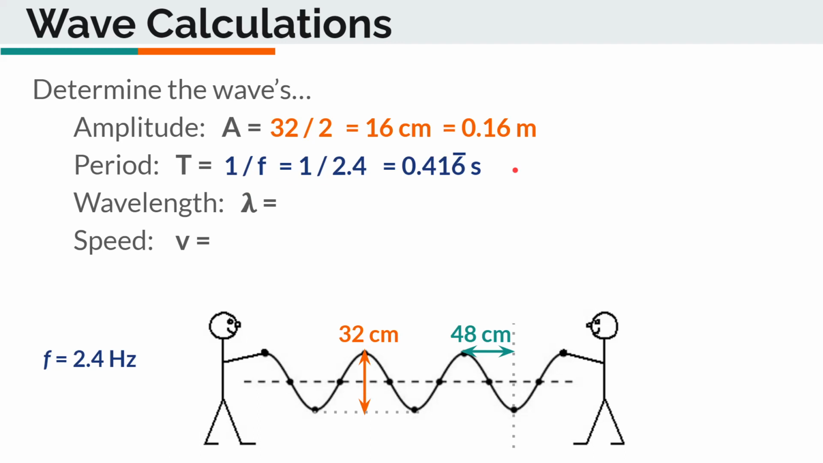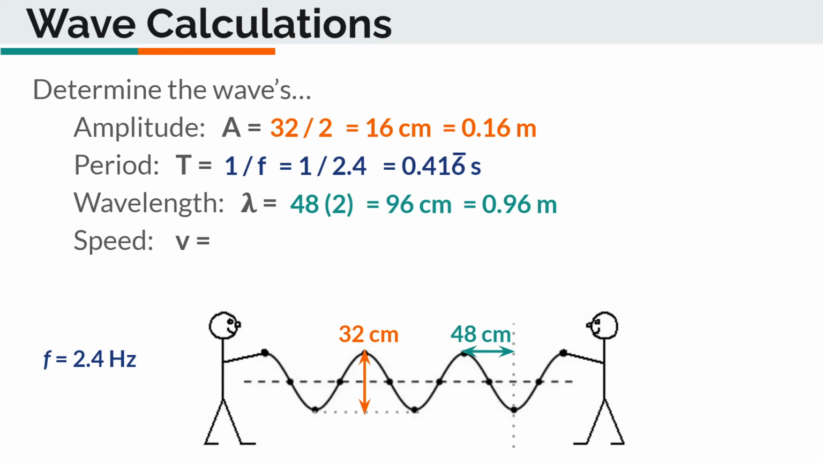My wavelength. Again, wavelength is the length of the wave. You can measure it from crest to crest, or trough to trough, or equilibrium through one cycle back to equilibrium again. But I already have part of the length labeled, 48 centimeters. That is not the total length. That is only half of the wave, because the whole wave would be from this to the next crest. Okay, so 48 times 2, which is 96 centimeters, or 0.96 meters.